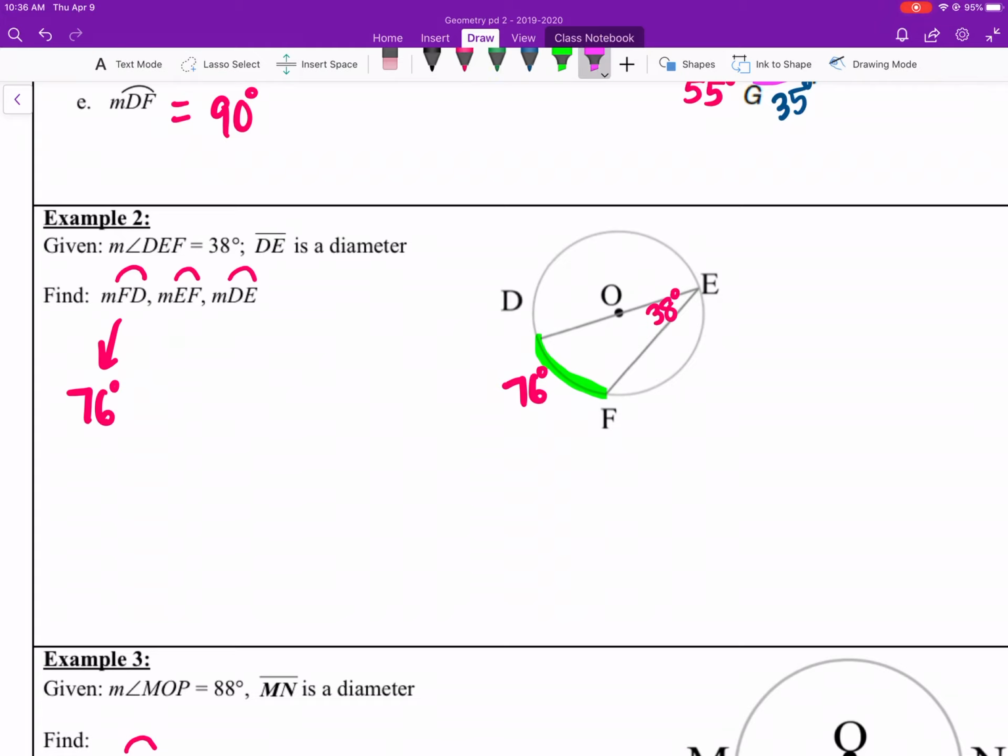Now, the arc EF from here. You might be a little bit confused about how we are going to find that. Because if you look at the entire section from D all the way around to E, that's half of the circle because it's split by the diameter there. That's half of the circle, so we have 180 degrees in total. So if we did 180 minus the 76, we would get 104 degrees.